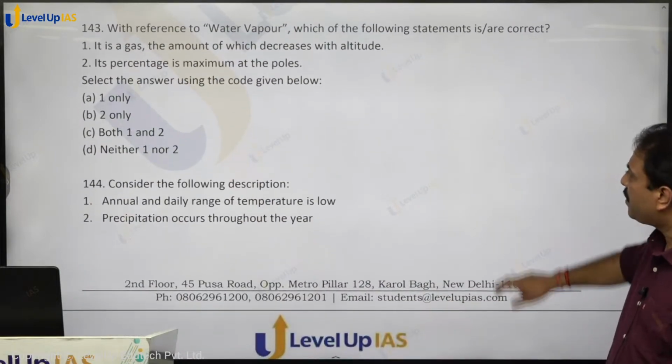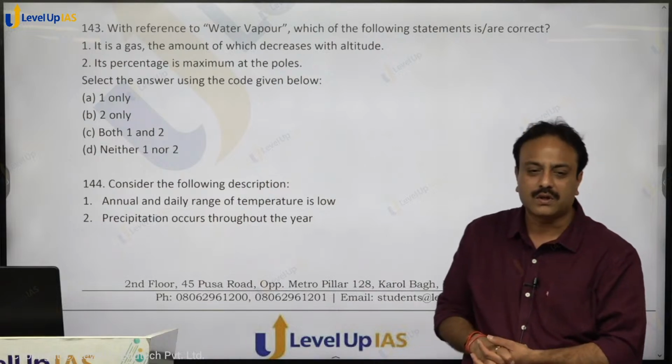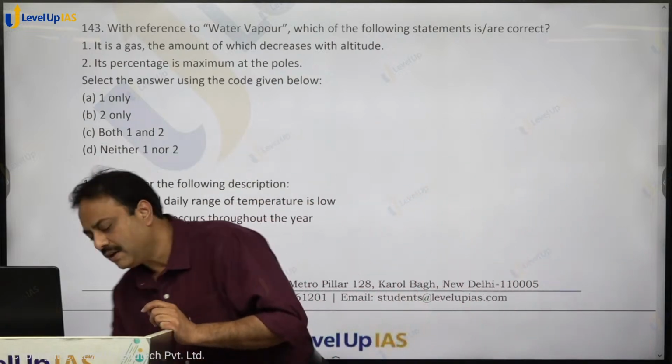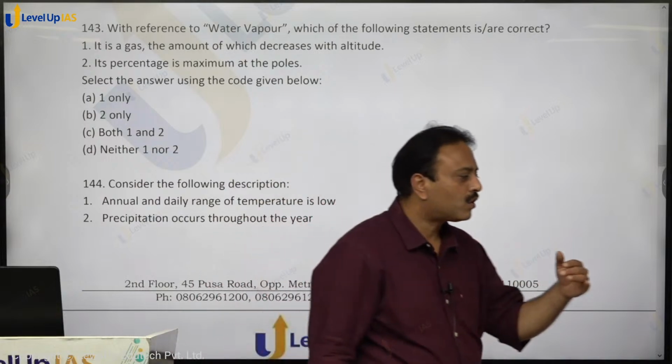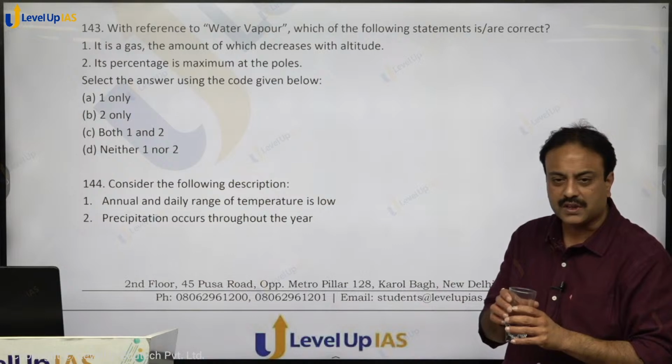With reference to water vapor, which of the following statements is correct? It is a gas, the amount of it decreases with altitude. Yes or no? Water vapor is a gas, more concentrated near the ground. As you increase the height, concentration goes on reducing. Reason?